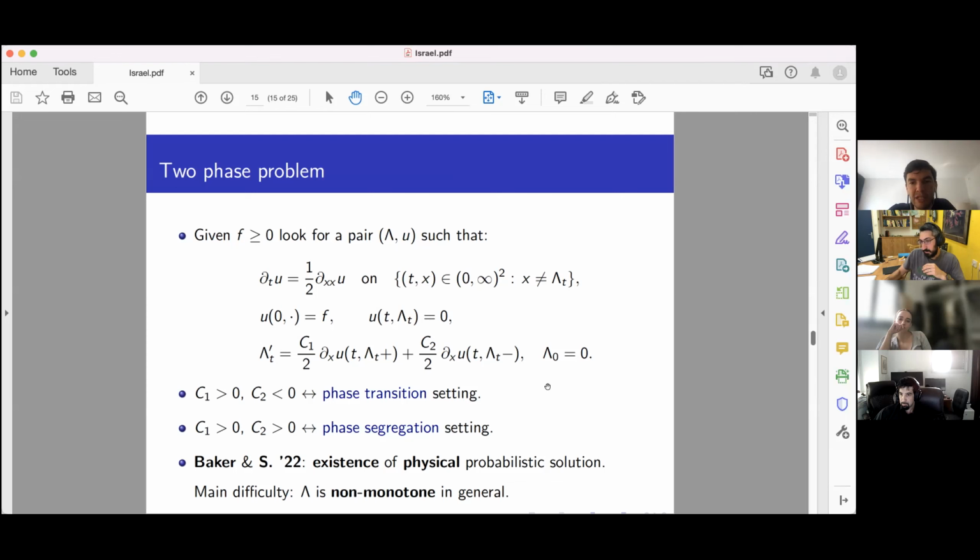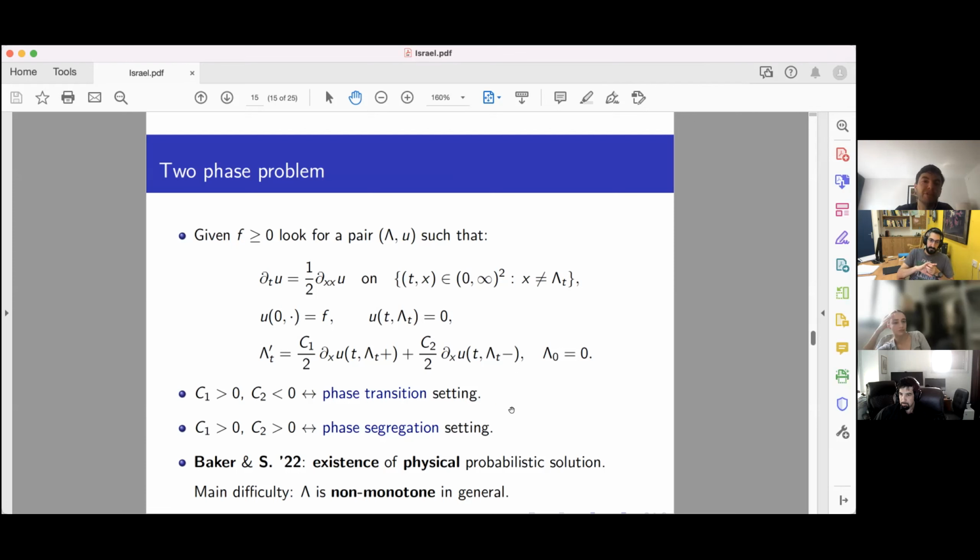So the exact problem is here. Again, it looks kind of the same, just that the growth condition now has two terms. One corresponds to the temperature gradient in the water and one to the temperature gradient in the ice. And there are two regimes, which is interesting. One regime is where the two constants C1 and C2 have opposite signs. That corresponds really to this phase transition setting. That's a situation where both the ice and the water are colder than 0 Celsius.